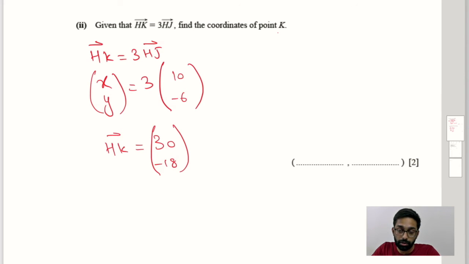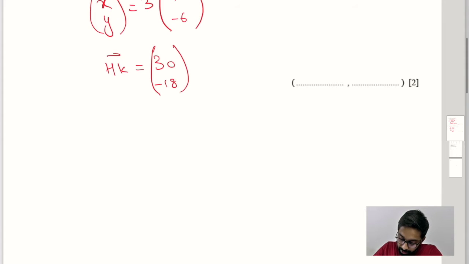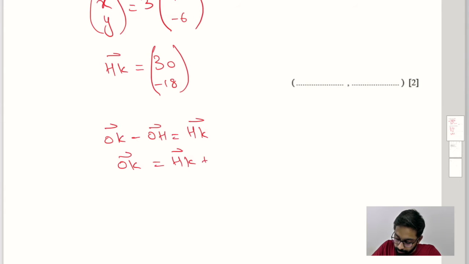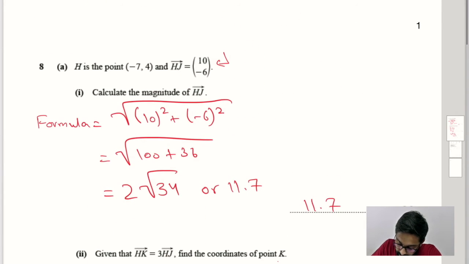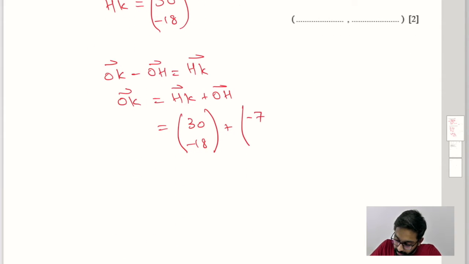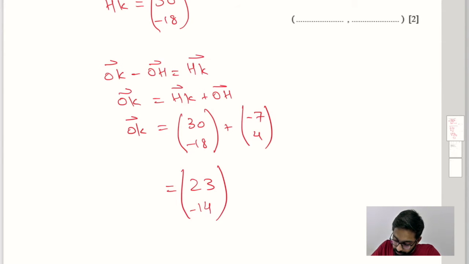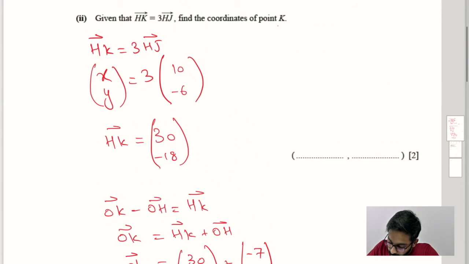But the question says find the coordinates of the point K. So in order to find K, this is what you usually do. The vector OK minus OH is equal to the vector HK. So you move OH to the other side and you add it to the vector HK. So the vector HK has these coordinates 30 and -18, and OH has these coordinates. They're mentioned at the start of the question, -7 and 4. So you write -7 and 4. So this should be equal to the coordinates of K. 30 minus 7 is 23. -18 plus 4 is -14. So the coordinates of K are 23 and -14. You write the values down here, 23 and -14. Okay, I hope that made sense.